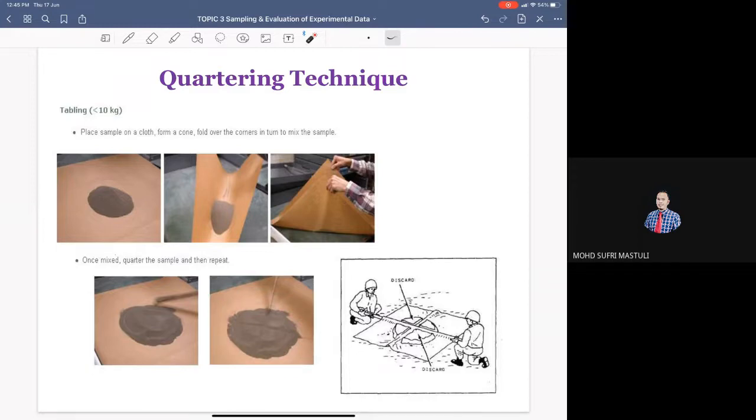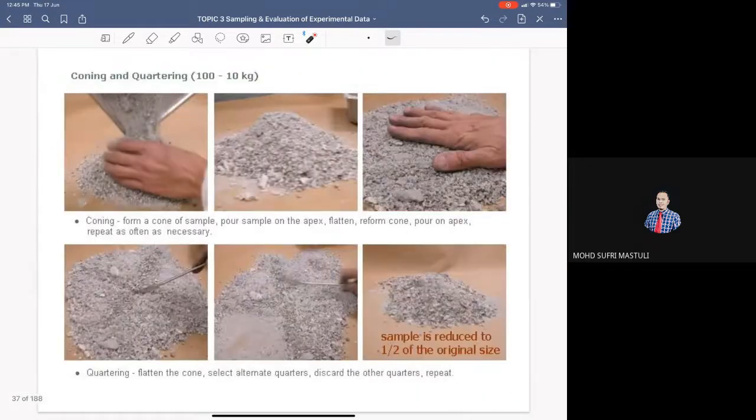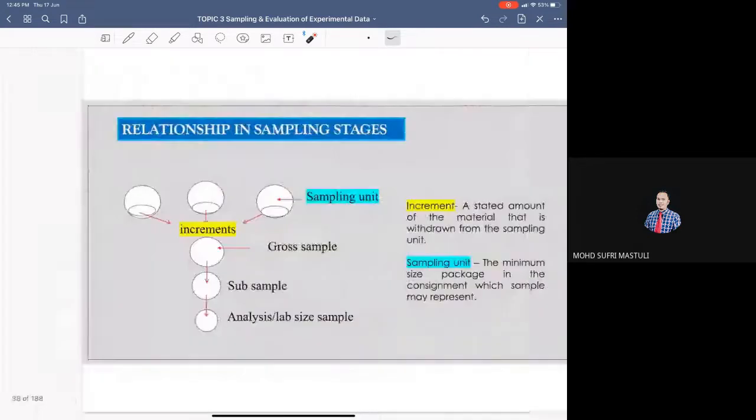The two diagonal sections will be discarded. The other two will be retained and we remix. We repeat the process until we obtain the right size of lab sample for the analysis. This shows the coning and quartering for the solid sample. We have to mix the solid sample around until it is homogenized before we apply the quartering technique.